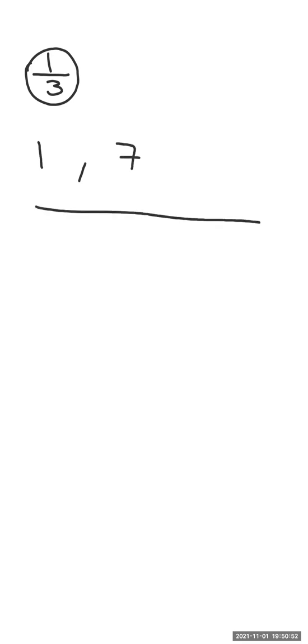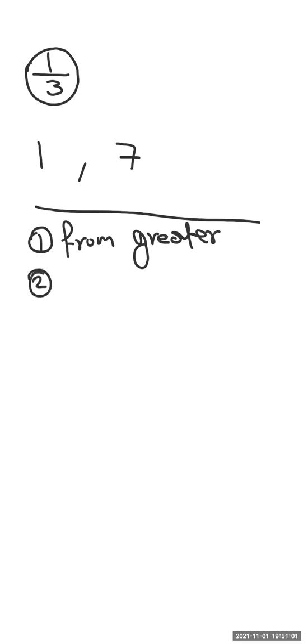The next part: if I want to get the number which lies at 1/3 of the distance between a number like 1 and another number like 7. Number 1 from the greater, and number 2 from the smaller.